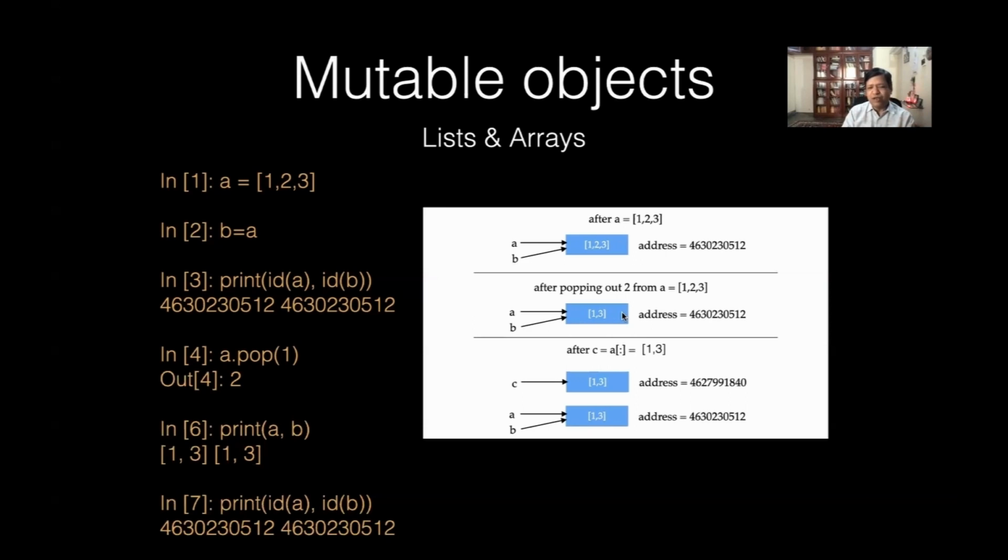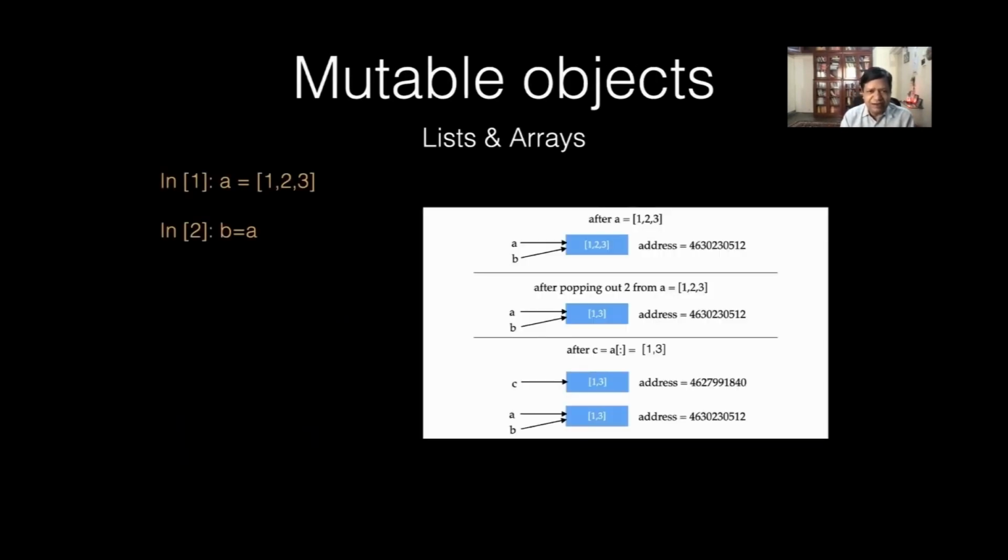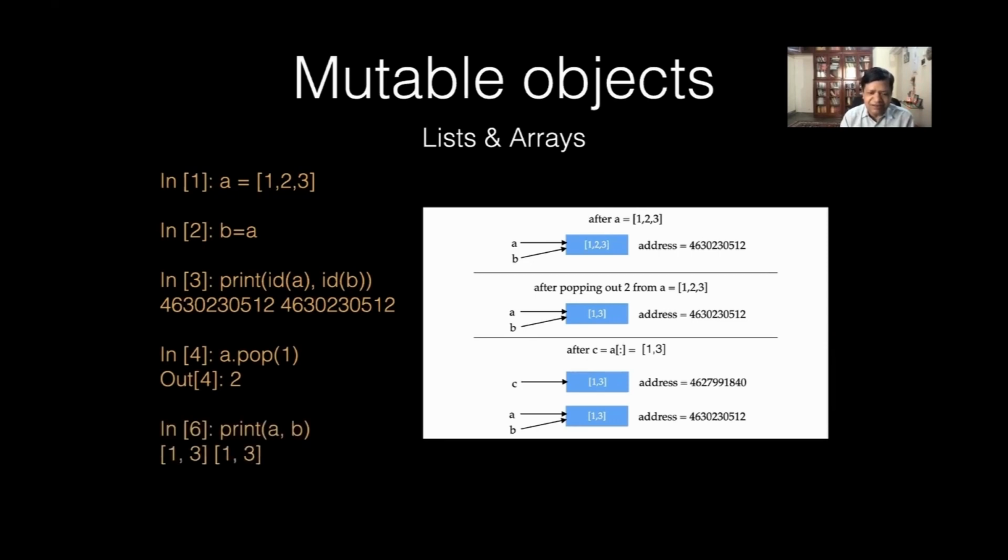I could not do that to an integer or a float. Once it is 100, I can make it 101. If I say x equal to 101 or x equal to x plus 1, it creates a new object. Here it didn't create a new object. It kept the same address and just changed the object. So it's called mutable. That's why lists and arrays are called mutable. They are changeable.